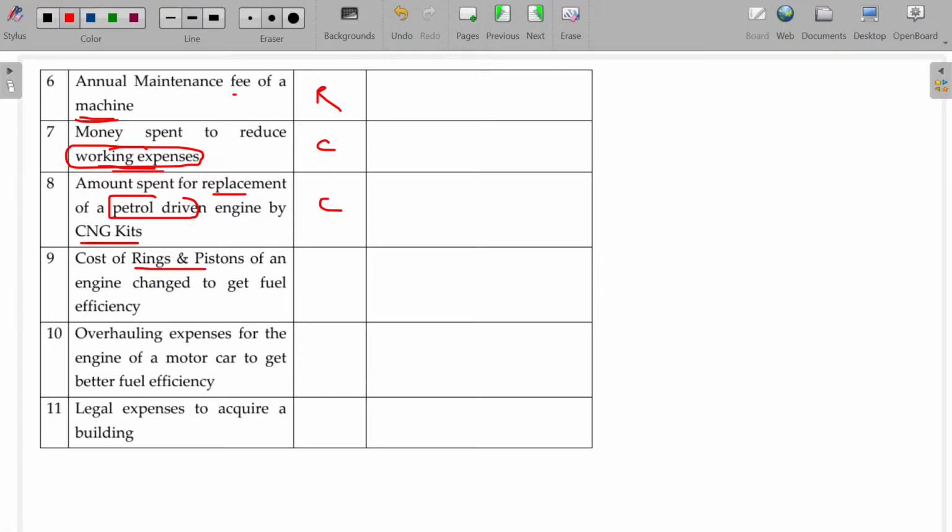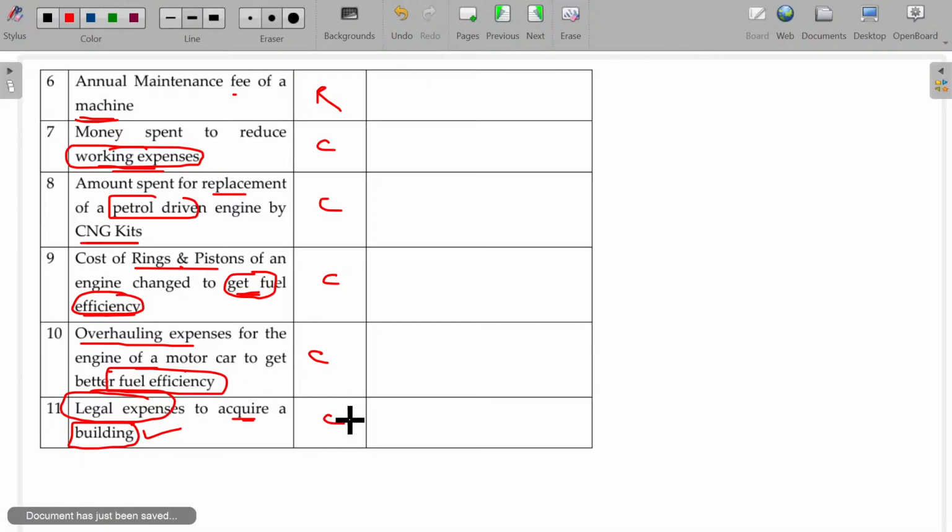Cost of rings and pistons of an engine changed to get fuel efficiency. Come on, tell. For more than 1 year, then it's a capital expenditure. Capital expenditure. Then what about the next one? Overhauling expenses for the engine of a motor car to get fuel efficiency. Capital. Legal expenses to acquire building. Building is related to your asset. Any expenses first time you incur for the purchase of that asset will be capital in nature. Hope these kinds of questions you may expect in your exams.